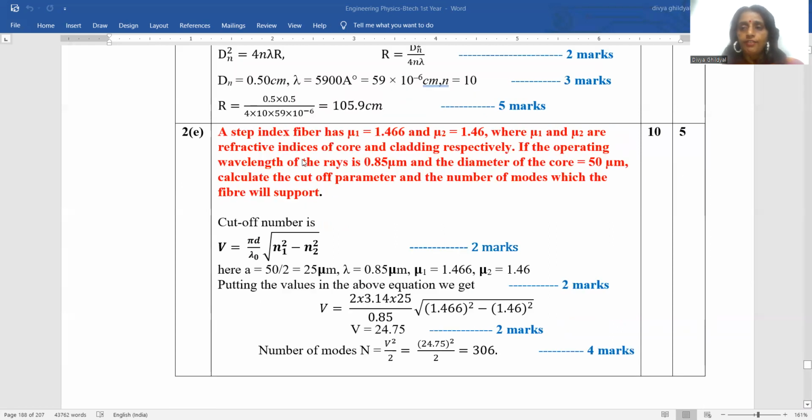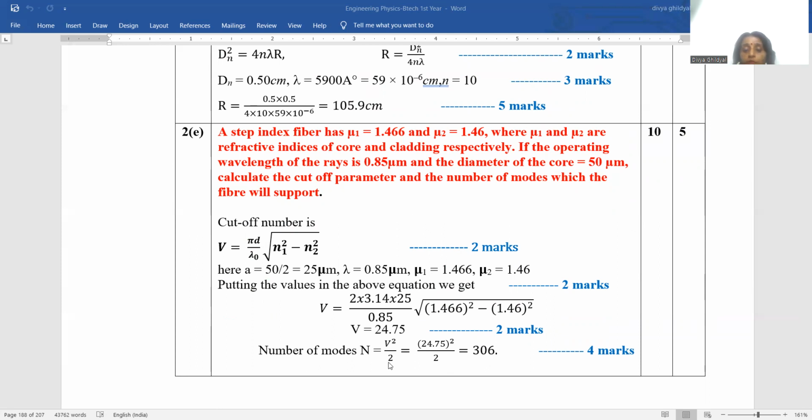Cutoff parameter is given by V is equal to pi d upon lambda naught under root n1 square minus n2 square, where, when I write this formula and I explain the meaning of each symbol, I will get 2 marks. I will then put the numerical values given to me in the question. If required, I will make them all uniform, but in this case, I am noticing it is micrometer on both ends, so I don't need to change the unit. I will put the numerical values in this formula and I will get the answer for cutoff parameter.